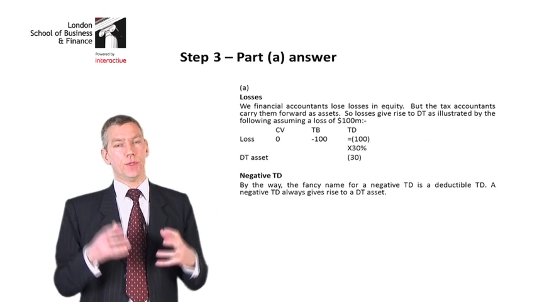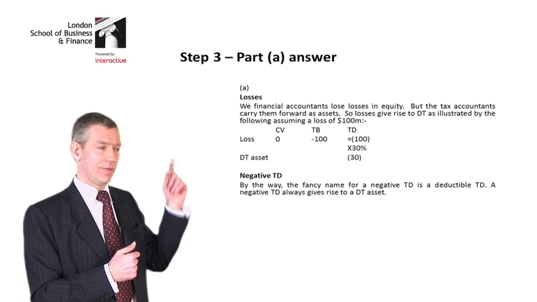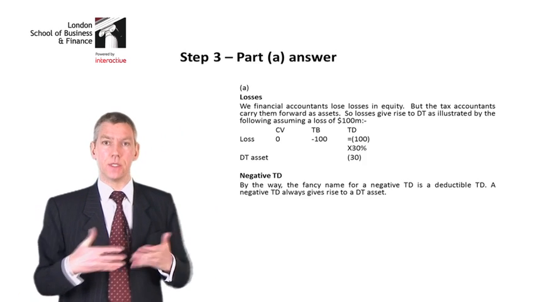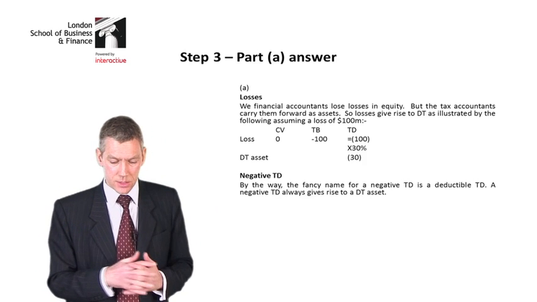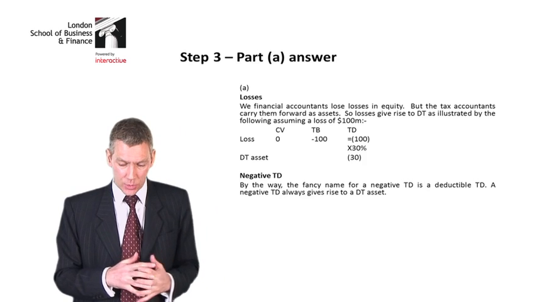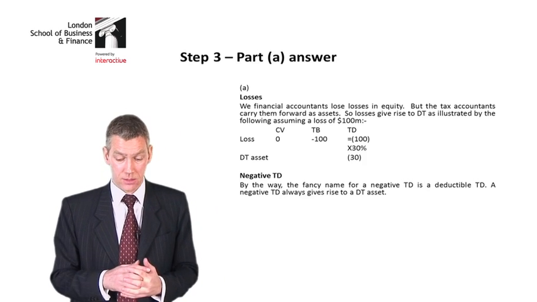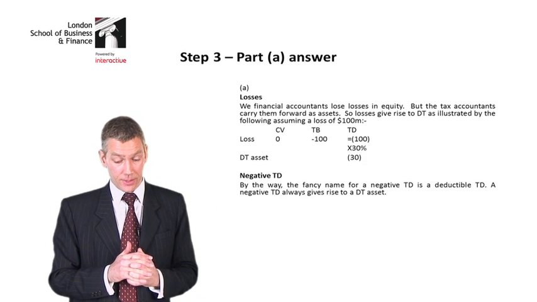Then I'm going to show that losses do give rise to a DT asset, and as you can see, there's no numbers in the scenario, are there? So I've put some numbers into my own answer to make it easier to show what's going on. Losses. We financial accountants lose losses in equity, but the tax accountants carry them forward as assets. So losses give rise to DT as illustrated by the following.